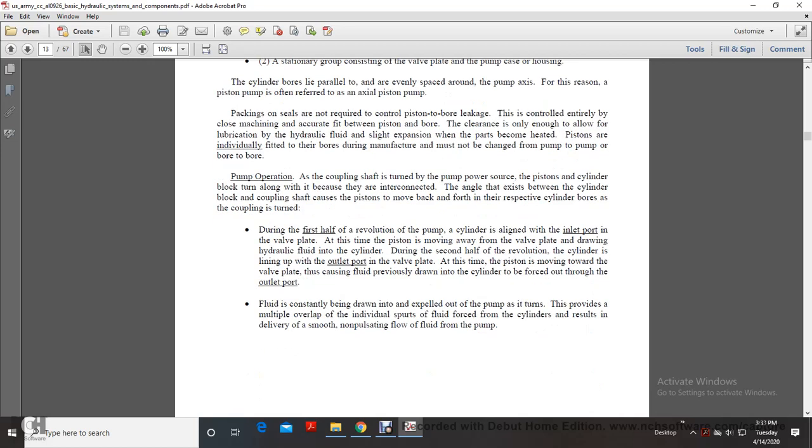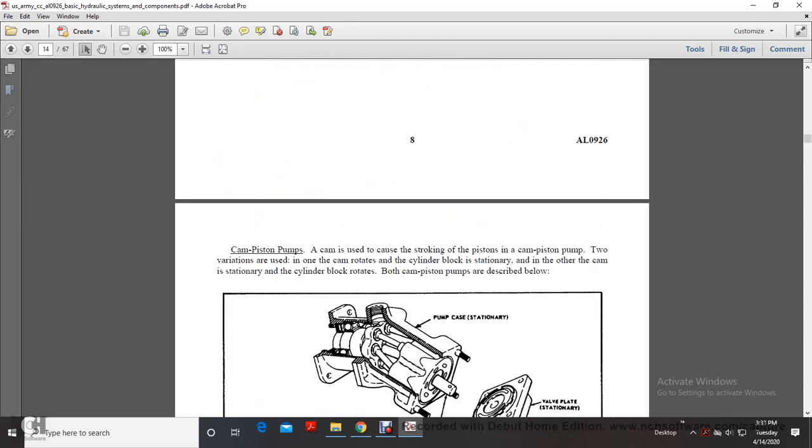During the first half of the revolution, the cylinder is aligned with the inlet port in the valve plate, and at this time the piston is moving away from the valve plate, drawing hydraulic fluid into the cylinder. During the second half of the revolution, the cylinder is lining up with the outlet port in the valve plate. At this time, the piston is moving toward the valve plate, causing the fluid previously drawn into the cylinder to be forced out through the outlet port. Fluid is constantly being drawn in and expelled out of the pump. This provides multiple overlap of the individual spurts of fluid from the cylinders, resulting in a smooth, non-pulsating flow of fluid from the pump.